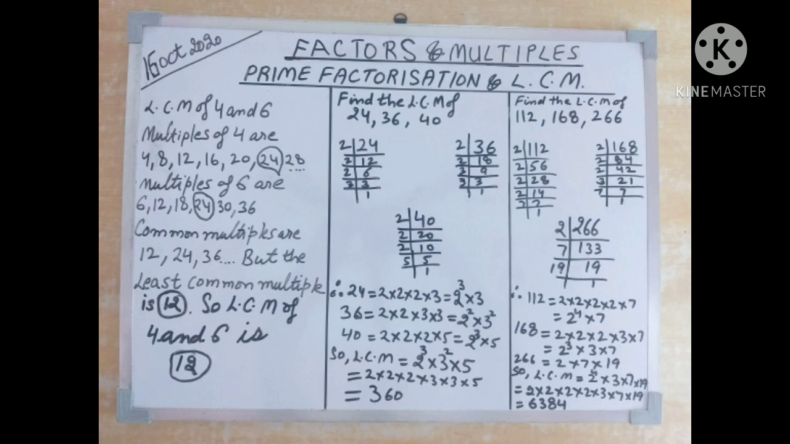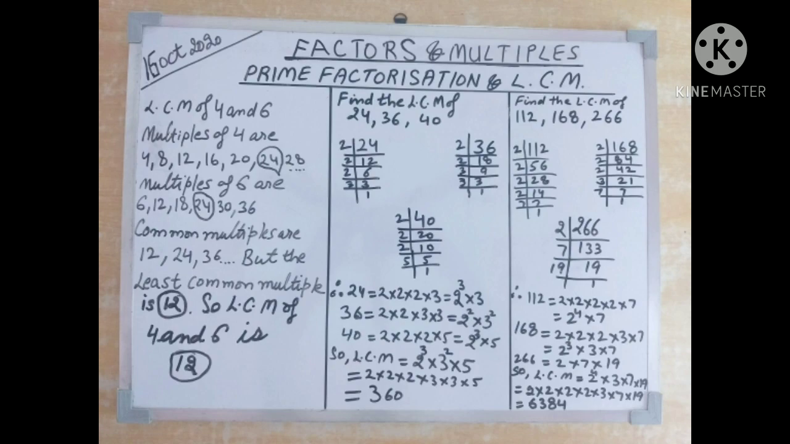Now see the second example. The question is find the LCM of 24, 36 and 40. We follow the same procedure for the prime factorization as we did in the HCF. So we take the prime factorization individually for 24, for 36 and 40. Then finally we see that 24 is equal to 2 into 2 into 2 into 3, which means 2 three times, that is 2 cube into 3. For 36 we have 2 into 2 into 3 into 3, that is 36 is equal to 2 square into 3 square. Next we have 40 is equal to 2 into 2 into 2 into 5, that is 40 is equal to 2 cube into 5.